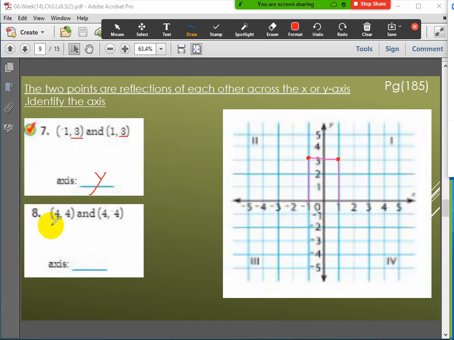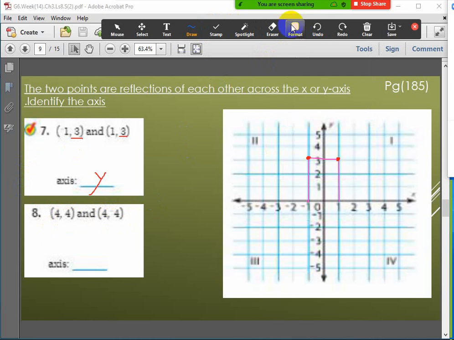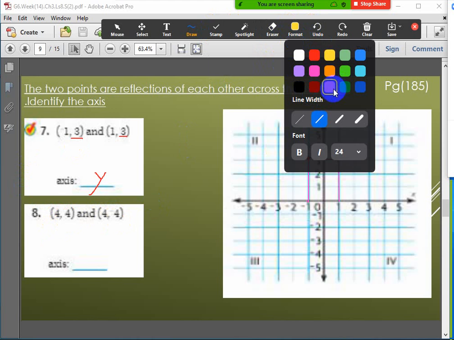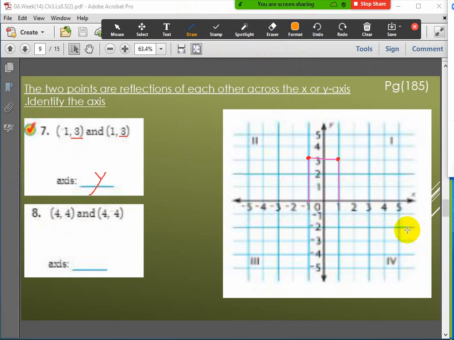Now let's see 4, 4 and 4, -4. Those 2 points. I will locate those 2 points and I want someone to tell me, without locating the numbers, what is the line of symmetry here. Arwa, open the mic please and tell me. Arwa, open the mic.